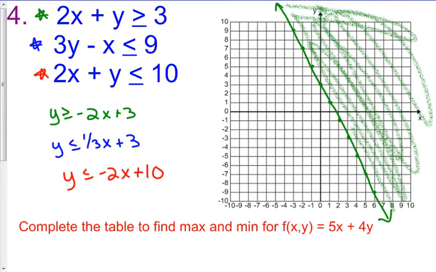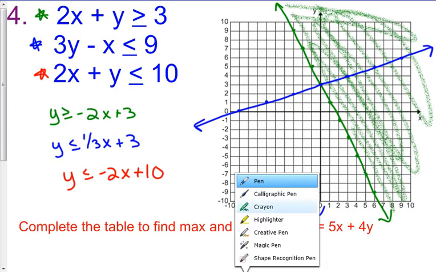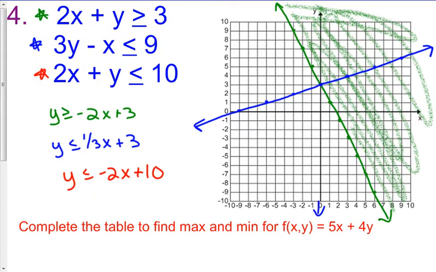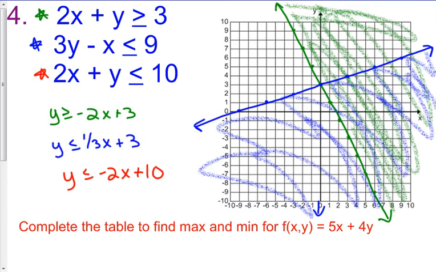My next line then is my one in blue. So I'm going to start at 3 again, same spot actually. And my slope is 1/3, so I'd go up 1, right 3. Up 1, right 3, down 1, left 3. Connect those dots. And that one says y is less than, so I'm coming down here where y is less than. And I'm going to shade everything down here. So there's my second line.